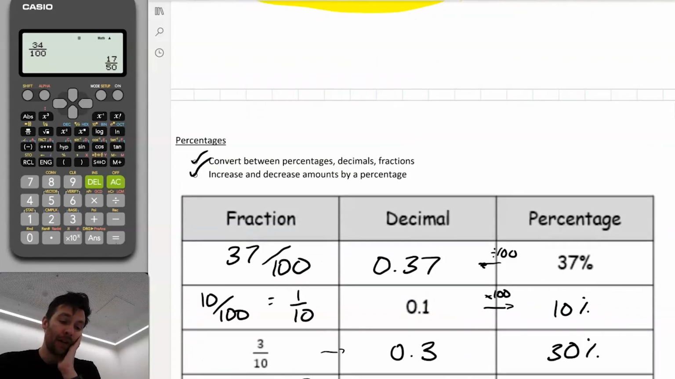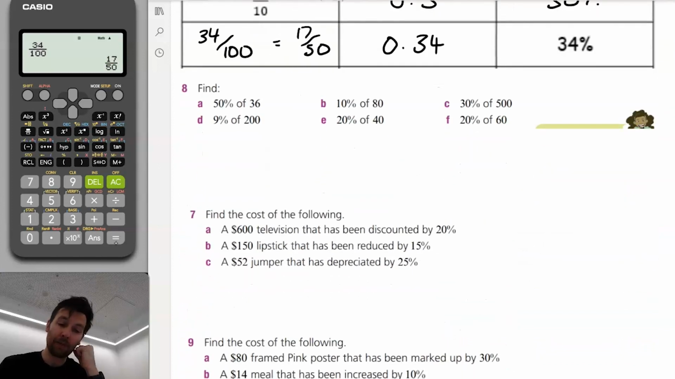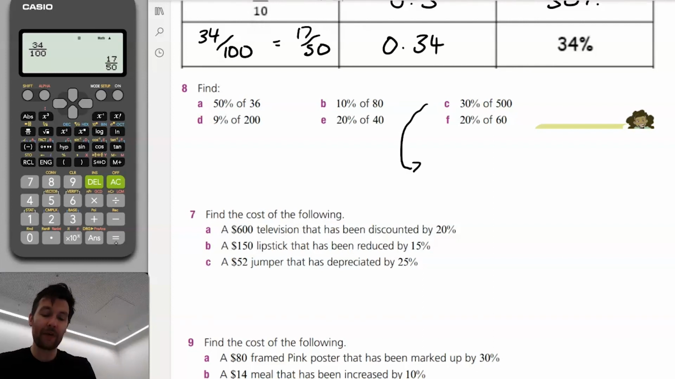Okay, so that's number 1. And then the next one is increase and decrease amounts by a percentage. I'm not going to do literally all of these again, but the easiest way to find a percentage, if you've got the use of your calculator, say here where we've got 30% of 500, what we want to do is start by taking this 30% and writing it as a decimal.